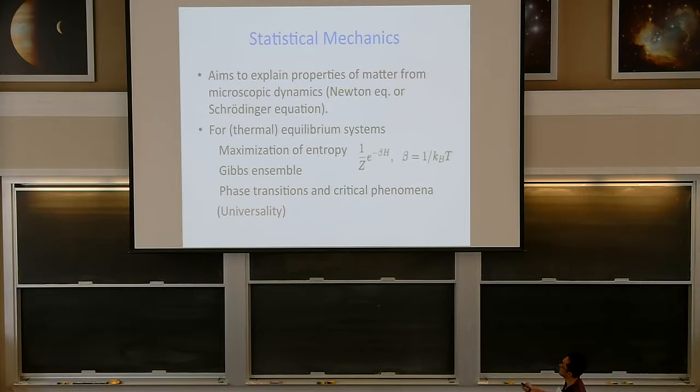In thermodynamics, maybe you have heard of the maximization of entropy. One can define the notion of entropy, and the maximization of entropy gives you the state which is in thermal equilibrium. And from a more microscopic point of view, which is more related to statistical mechanics, we also know a measure for microscopic states, given by the so-called Gibbs ensemble, which is written in this way.